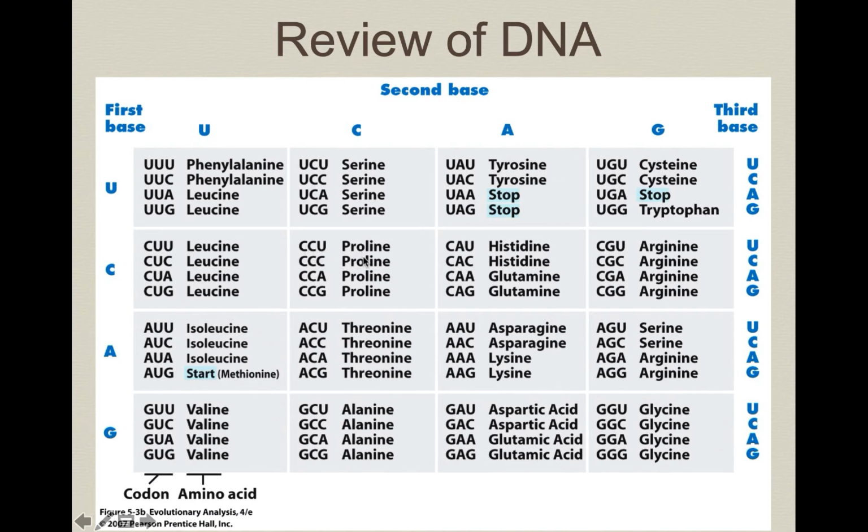Now, this has important consequences for the probability that a mutation is going to have some phenotypic effect. If you have a mutation in the third position in the DNA that is associated with the third position of a codon, that may not have any effect on the protein that's produced.